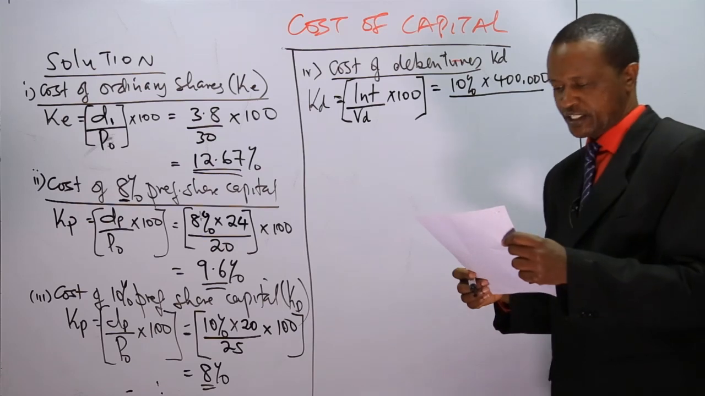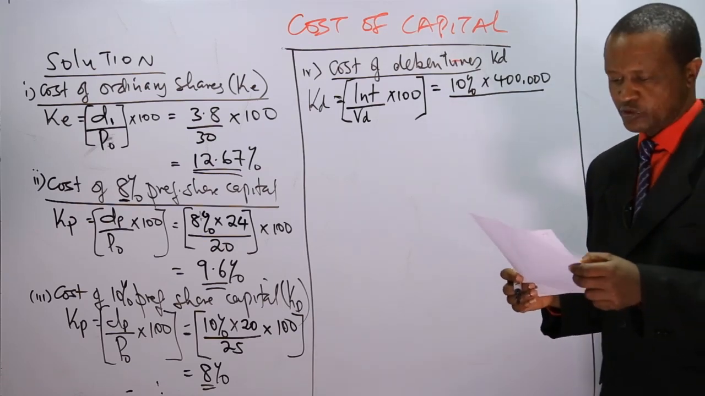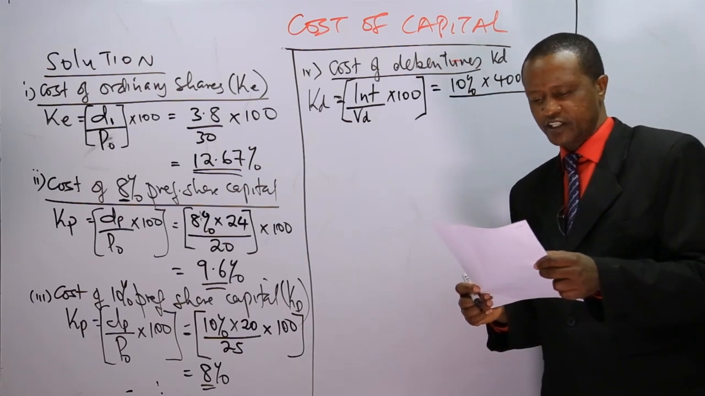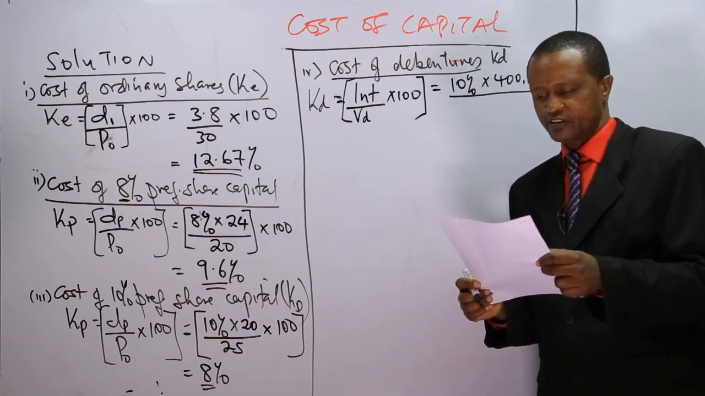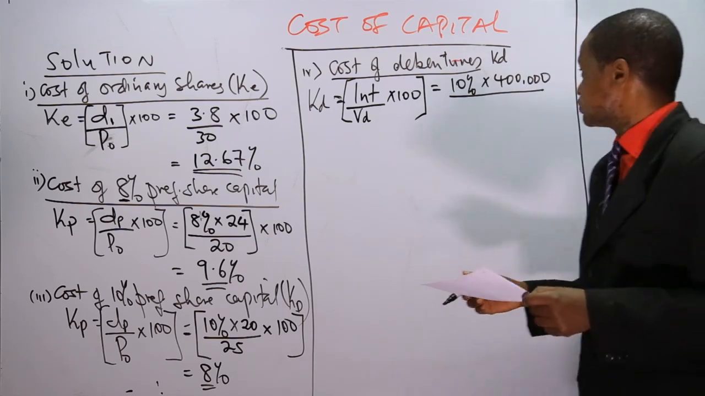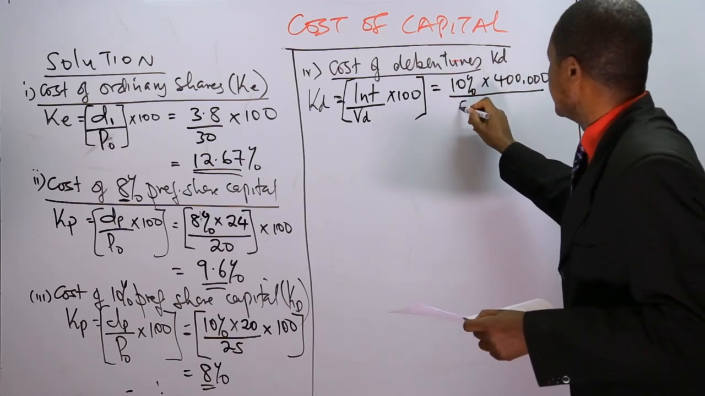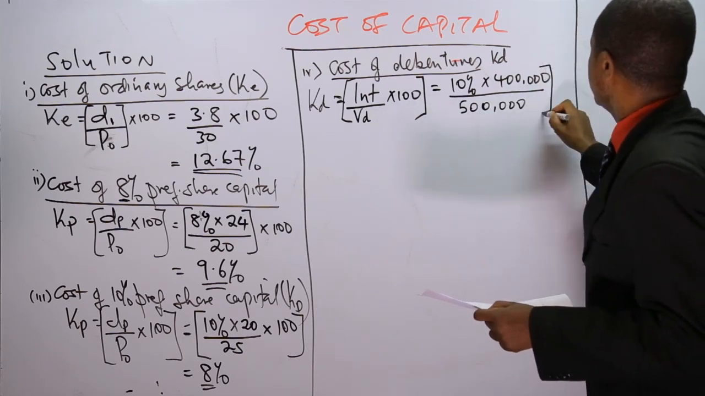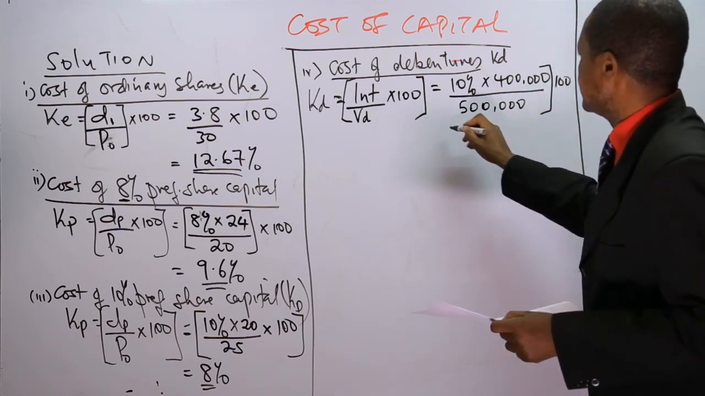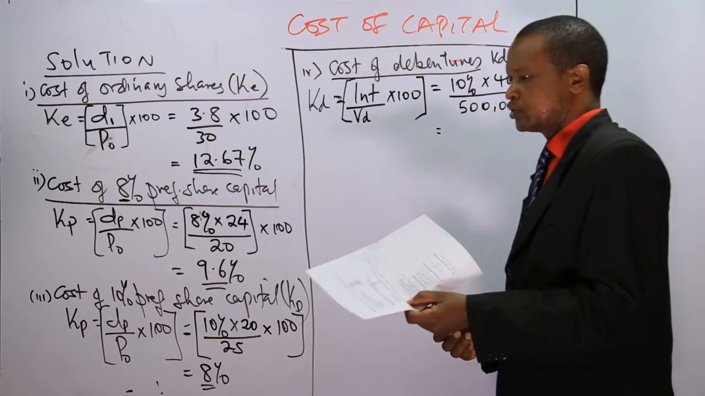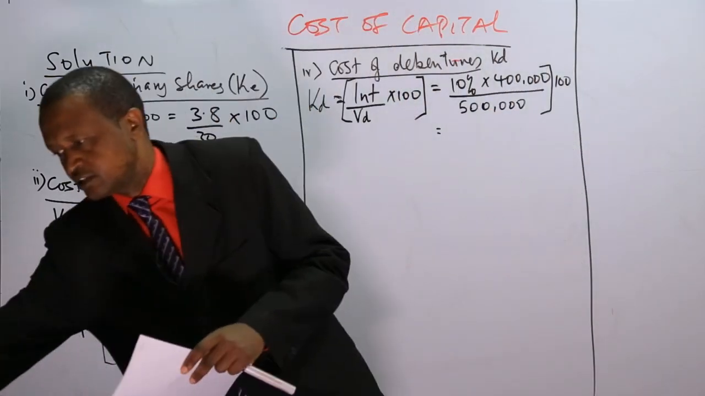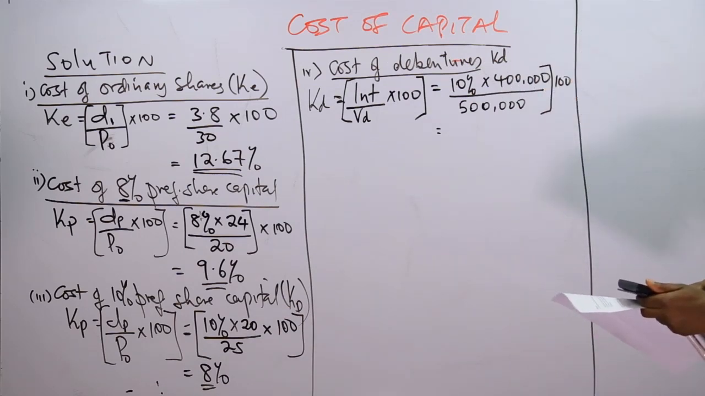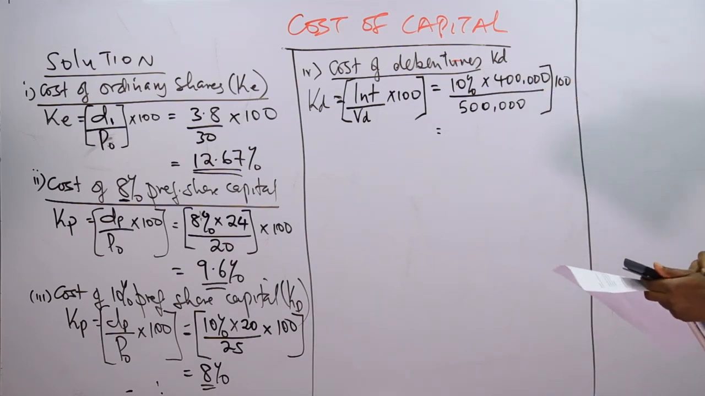Then divide by the market value. The market value, below the table under note 1, I read the market value of the 10% debenture on 31st December was 500,000. So we divide by 500,000. Then we multiply that by 100 to arrive at the cost of debentures. So 10% of 400,000 is equal to 40,000.